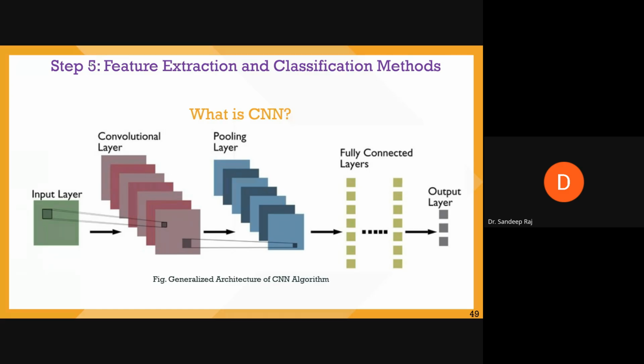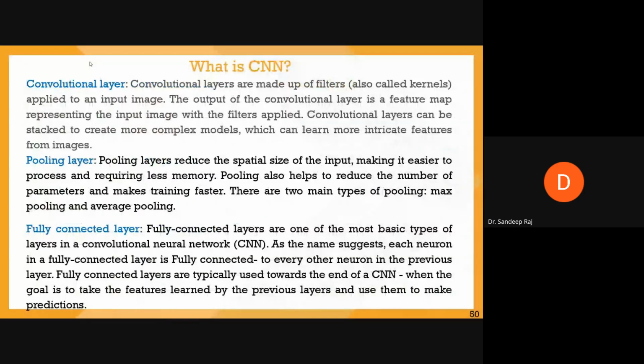It consists of different layers: the input layer, the convolutional layer, the pooling layer, the fully connected layer, and the output layer. The convolutional layer is made up of filters, also called kernels, that are applied to an input image. The output of the convolutional layer is a feature map representing the input image with the filters applied. Convolutional layers can be stacked to create more complex models which learn more intricate features of images.